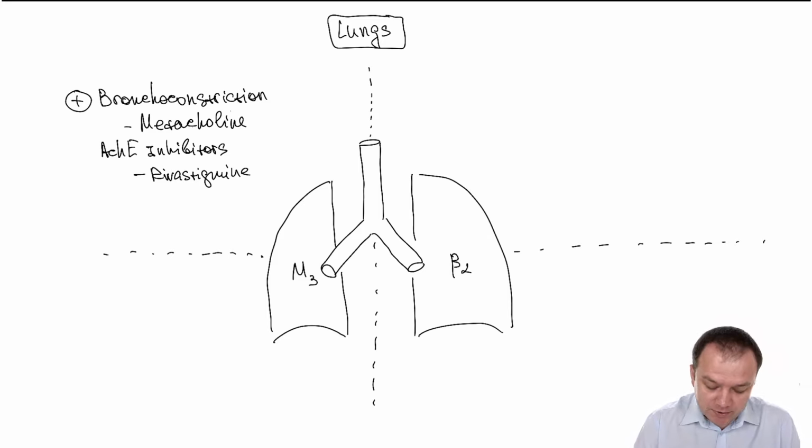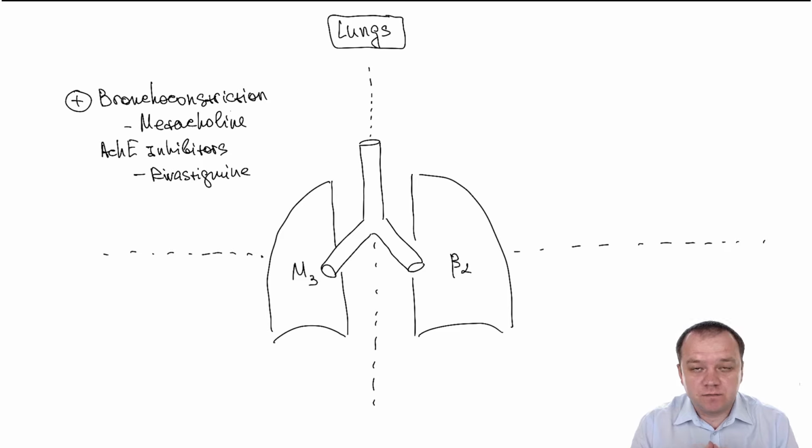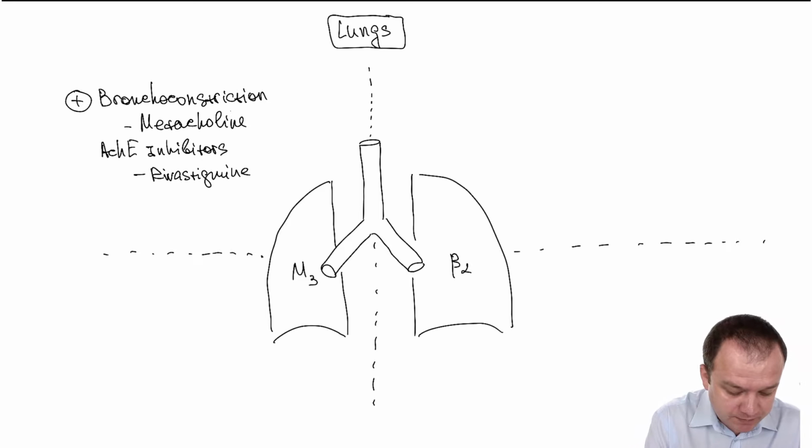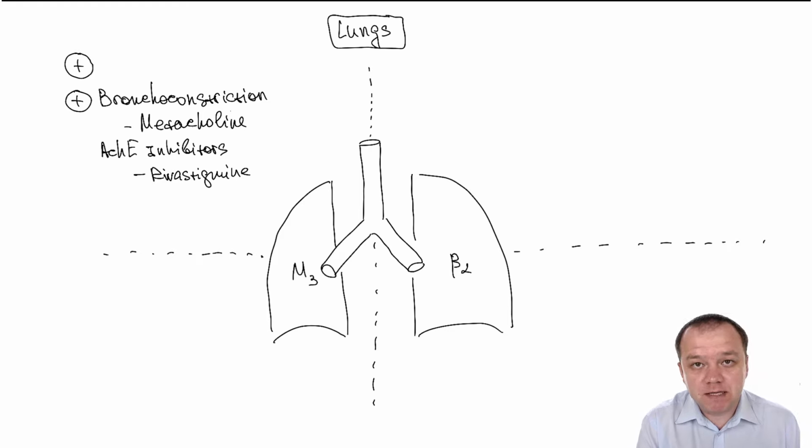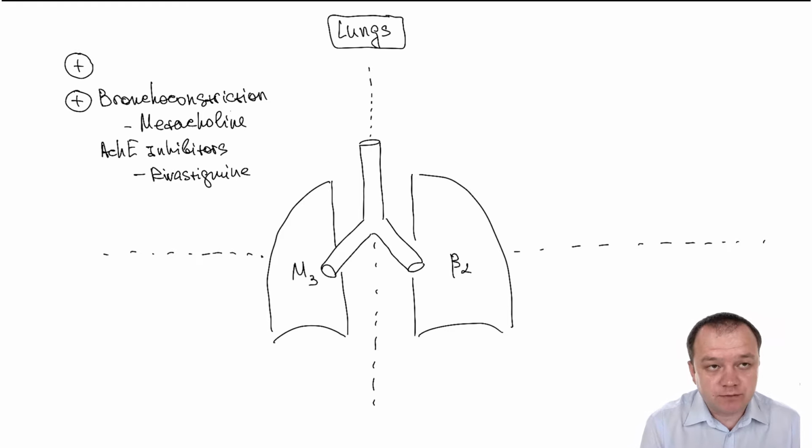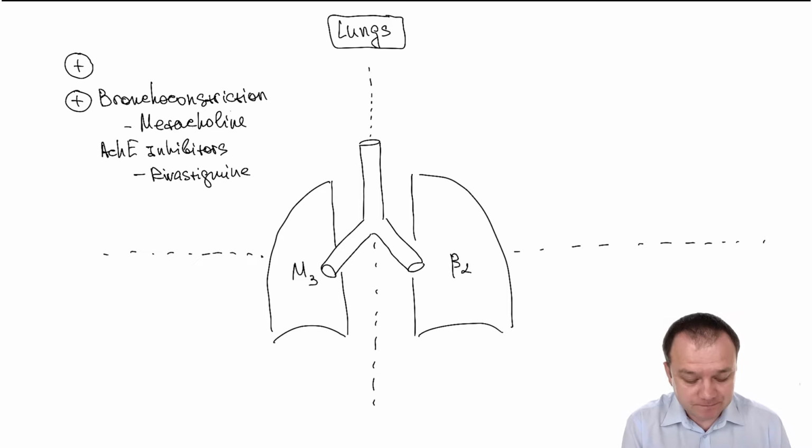So activation of M3 receptors causes bronchoconstriction. Why bronchoconstriction? Because on smooth muscle cells we have M3 receptors, and activation of them causes contraction of smooth muscles and bronchoconstriction. Also, we should keep in mind that M3 receptors are present in the glands, and activation of M3 receptors also increases secretion of bronchial glands.